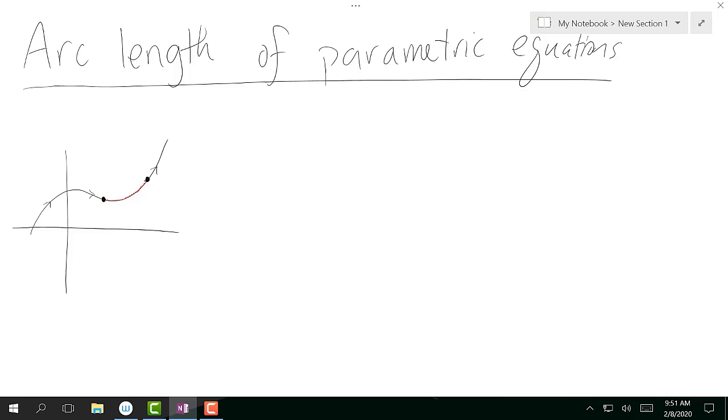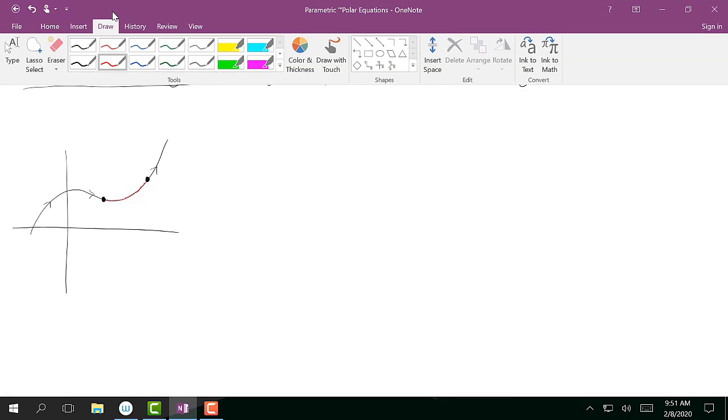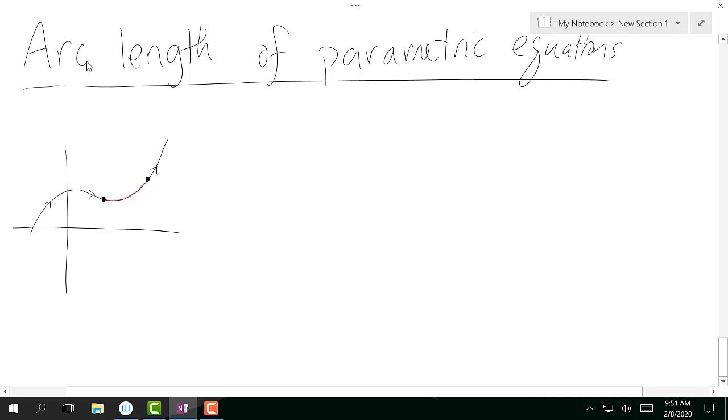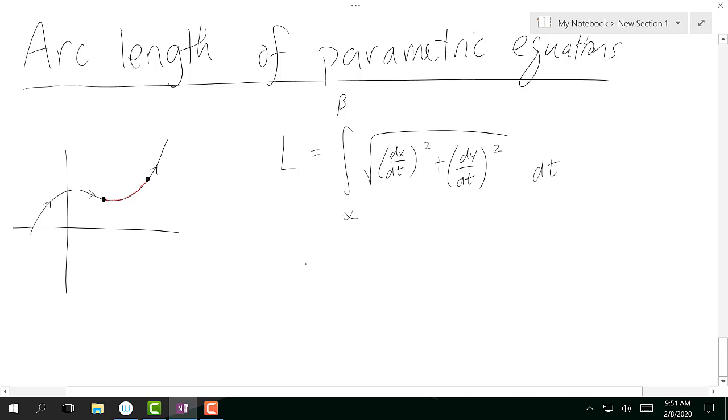And so we've done this before when we looked at arc length just for functions y equals f of x. So we're not going to go through exactly the derivation, but essentially what we get is that the arc length is equal to the integral from alpha to beta of the square root of (dx/dt) squared plus (dy/dt) squared dt. And in this case, my integral is in terms of t, the parameter. And so my bounds basically are saying that t is between alpha and beta.